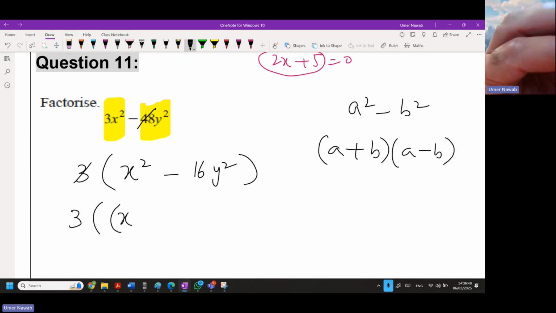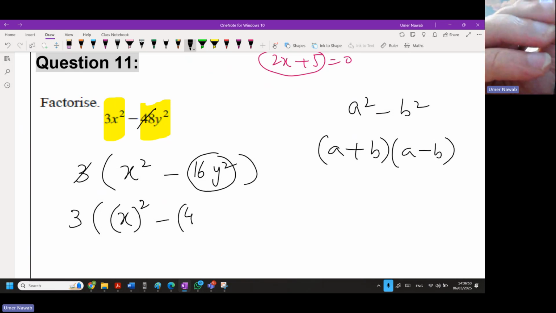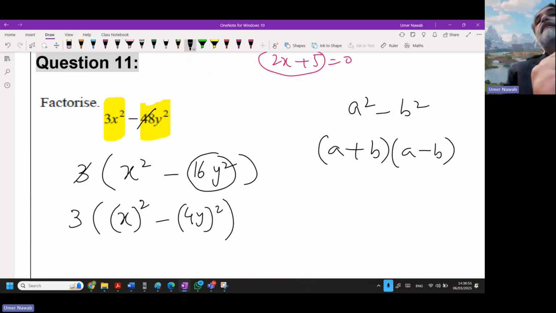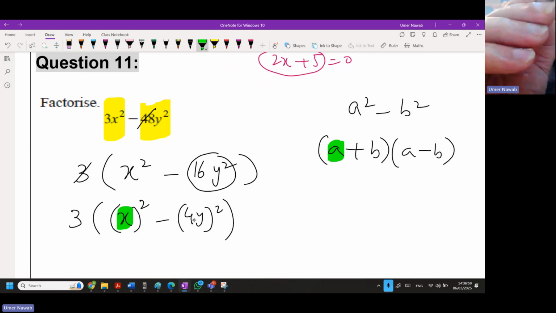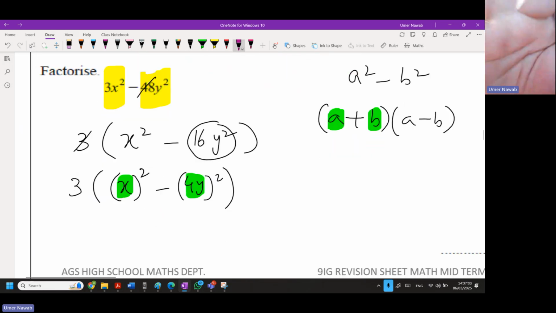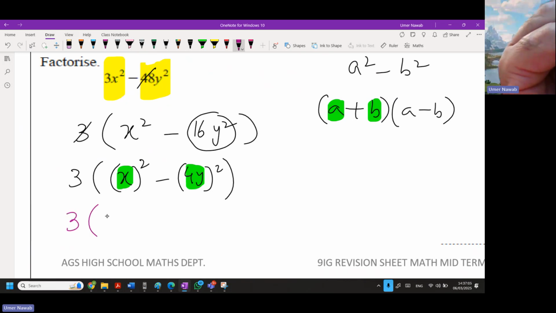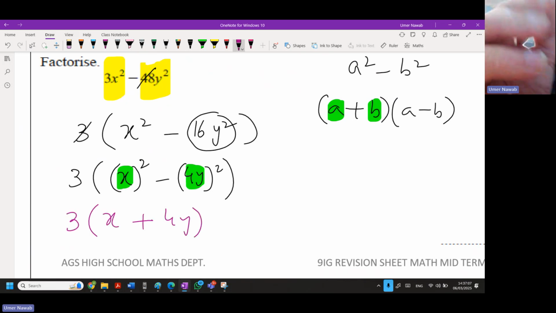What is the best way? I can write x squared as x squared, and 16y squared can be written as 4y whole square. This is a must, because I want to know what is my a. My a is x and my b is 4y. So the difference of two squares formula tells me that this should be written as x plus 4y and x minus 4y.